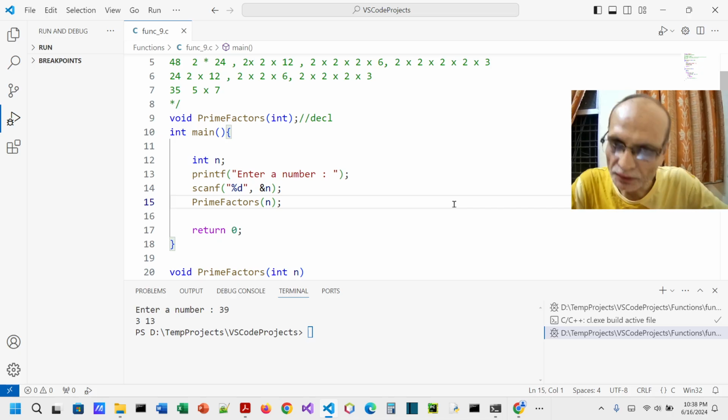So I hope you got this concept about prime factors, and you understood the way in which this scheme works also. Thank you.